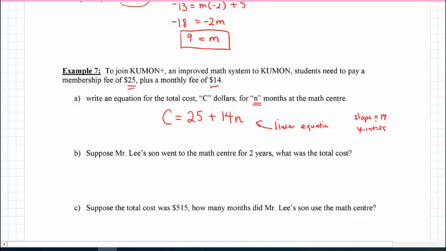Good. Suppose my son went to the Math Center for 2 years. Yikes. Lots of time. Oh, by the way, 2 years, months, make sure you're in the same units. So 2 times 12, that's 24 months. How much did it cost? A lot, you say. 14 times 24. Plus, don't forget the original membership fee of $25. What's 14 times 24? Oh yeah, $336. Yikes! Plus, don't forget 25. Yeah, $361. Wow.